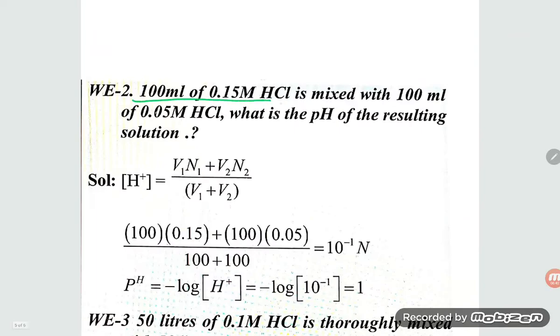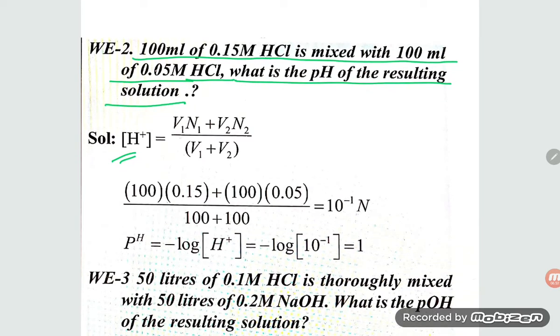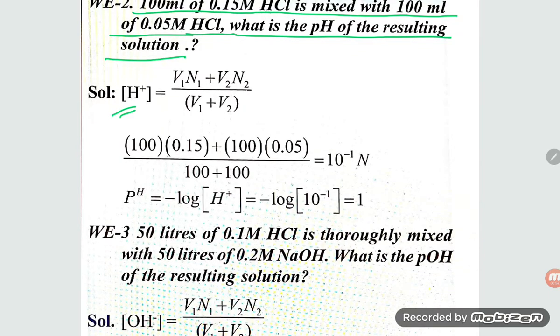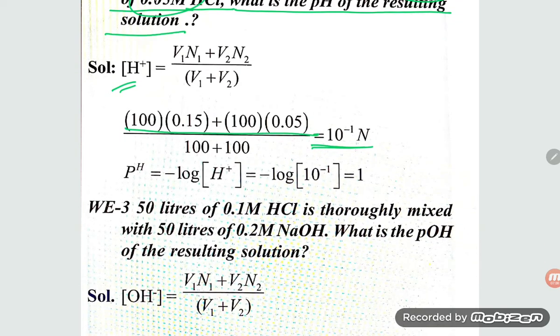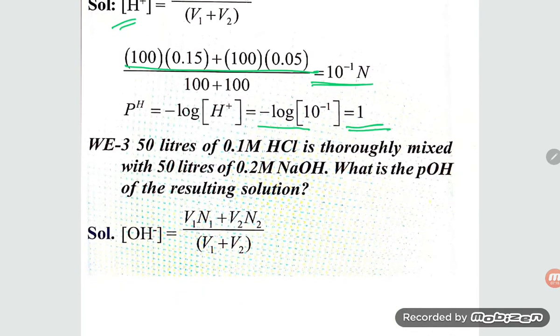For example, let us have a look at a question, students. 100 ml of 0.15 molar HCl is mixed with 100 ml of 0.05 molar HCl. What is the pH of the resulting solution? So hydrogen ion concentration is equal to (N1V1 plus N2V2) upon (V1 plus V2). The values are given, students, 0.15 molar and 0.05 molar, and the volume is 100 ml each. So you multiply, it comes to 10 power minus 1 normal. So pH is equal to minus log hydrogen ion concentration, equal to minus log 10 power minus 1. That is, the pH is 1.